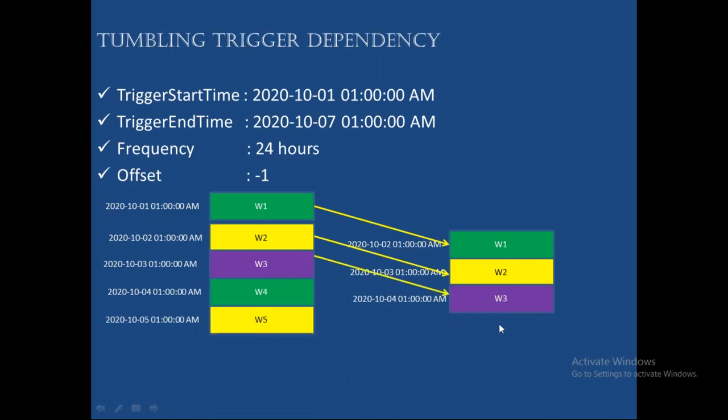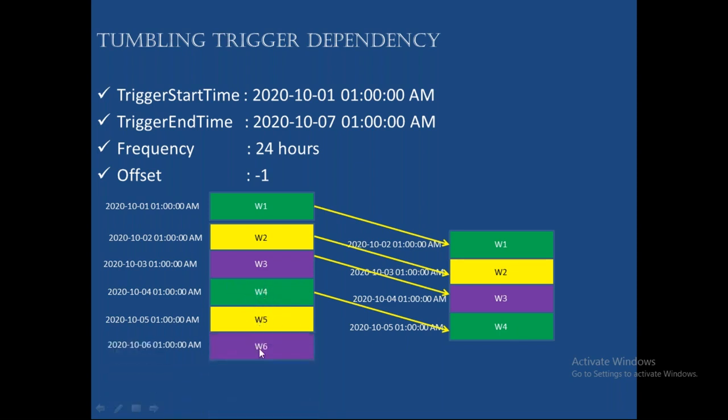Window 5 started here. Window 4 will start here. This window 4 is dependent on this one. Now what happens if window 4 fails? Then window 4 will not execute in pipeline 2, because pipeline 2 is dependent on window 4. But we have a retry option. If something fails, we can put some kind of retry option, and it will retry once again.